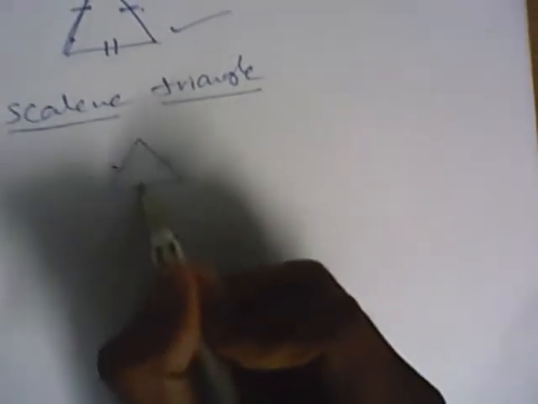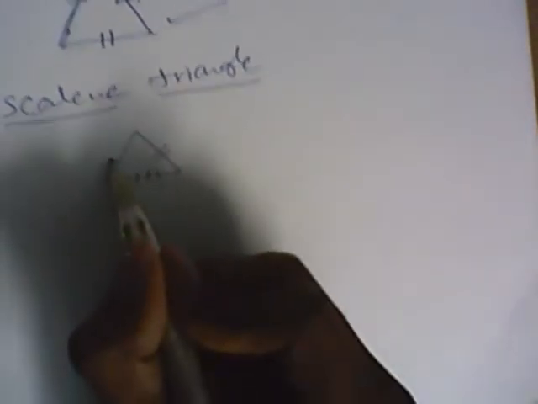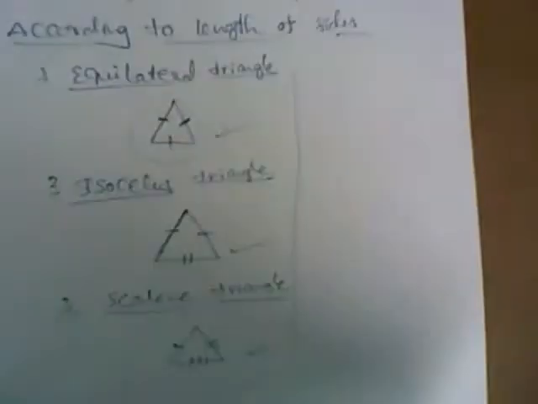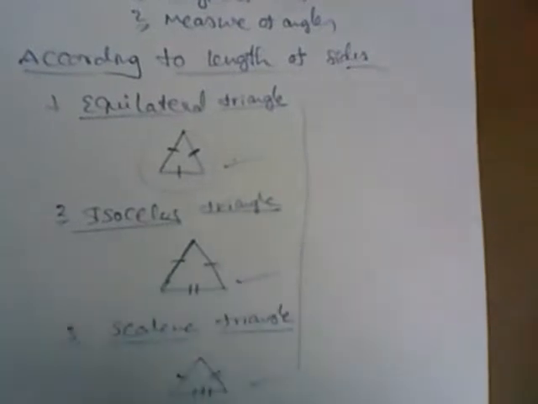Third one, scalene triangle. A scalene triangle is a triangle with different sides. Here all three sides are different. I'm indicating like this: 1, 2, 3 lines. It indicates that all three sides are different here. These are the triangles according to the lengths of sides.